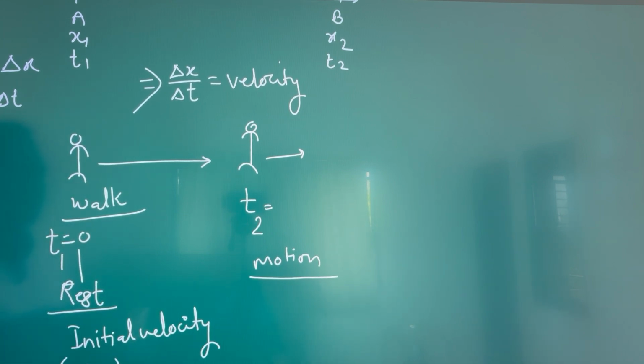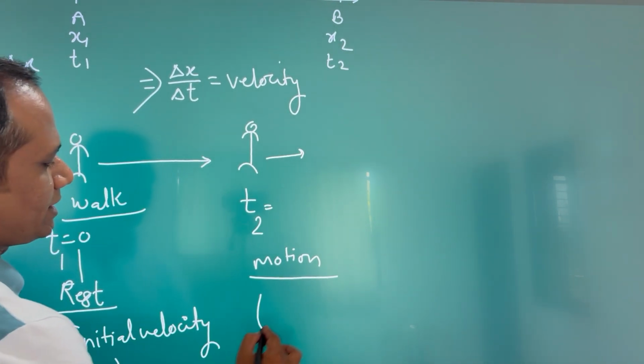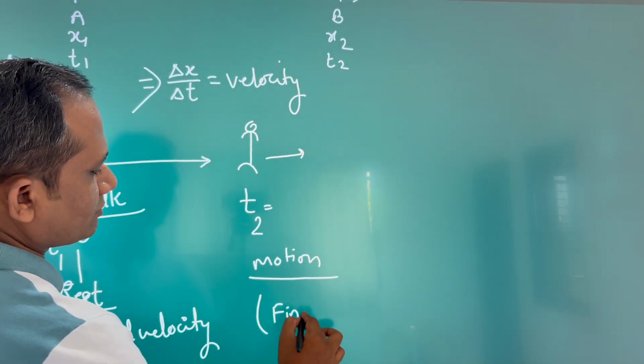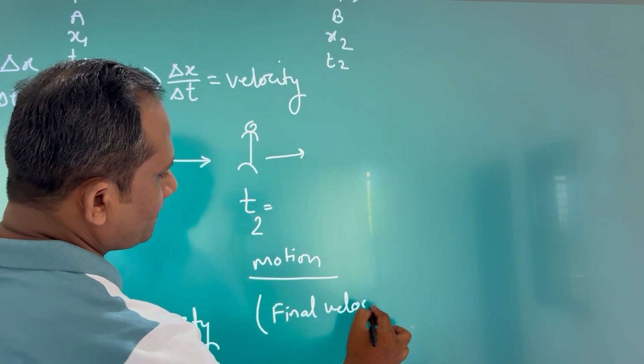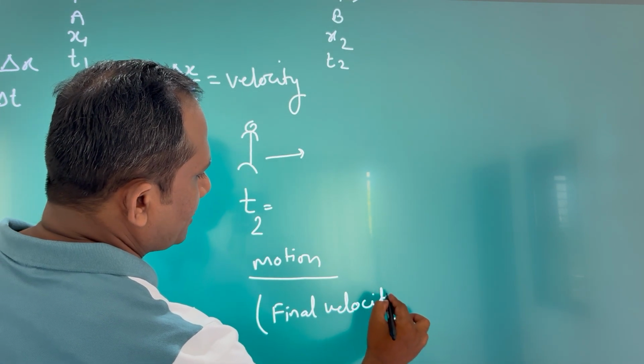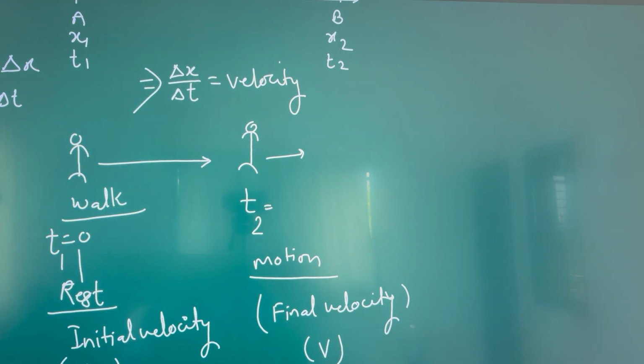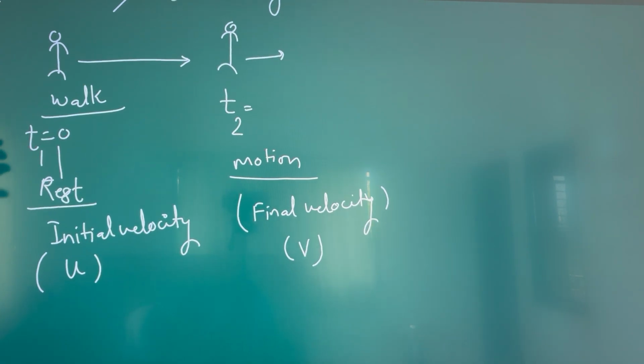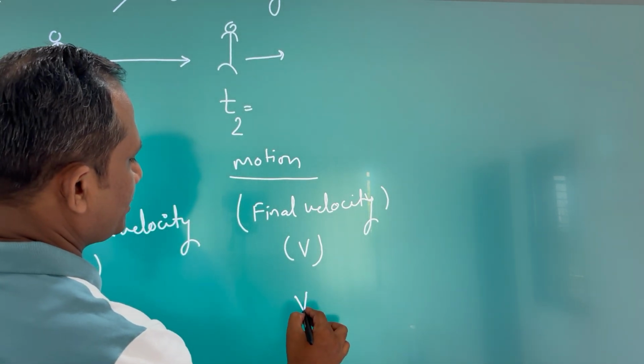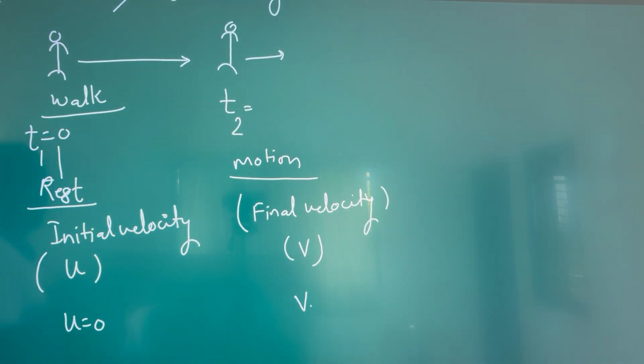Now after a certain time interval, it acquires another velocity, which is called the final velocity, and this is denoted by capital V. Now tell me, if the person starts from rest, then initial velocity will be 0 because it has no velocity. After a certain time it acquires a particular velocity v.